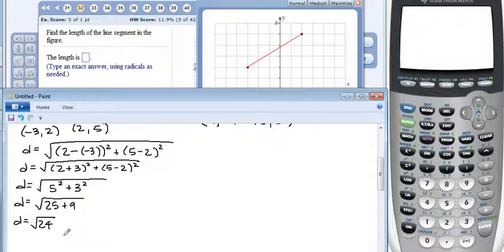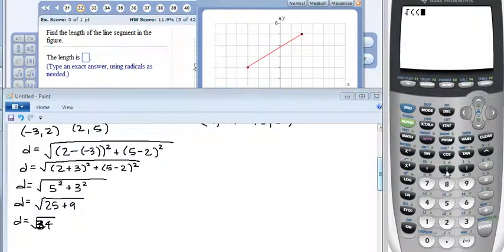Square root of 24? Nope. 34, Simone. It didn't look right, and I couldn't figure out why. Square root of 34. All right, so at this point, way up in here, we could probably do it on the calculator. Let's try it.